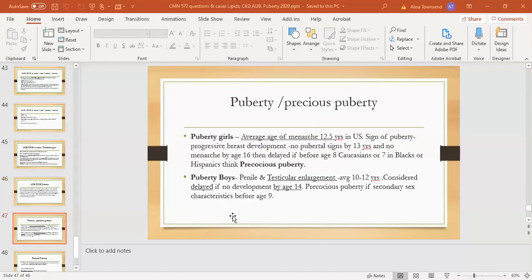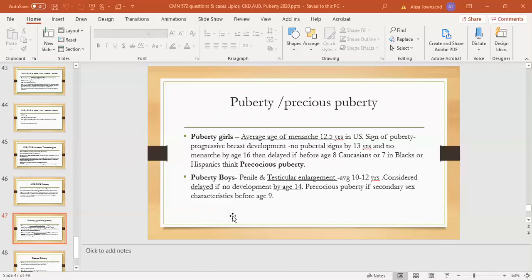All right, so we're going to just briefly touch on puberty in girls. This is a little bit of review, but just make sure you know the average age. Menarche is around 12.5 years in the U.S. Signs of puberty is progressive breast development in girls, and no pubertal signs by 13 years of age, or no menarche by 16 is considered delayed. That's important.